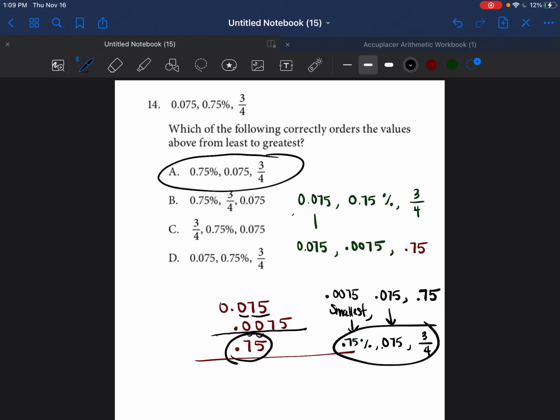If you made it this far in the video and you are basically to the end, I am going to show you one other way that you can solve this problem.